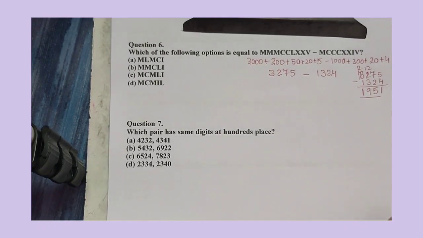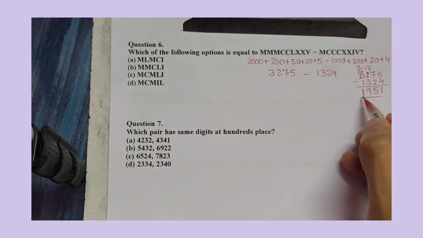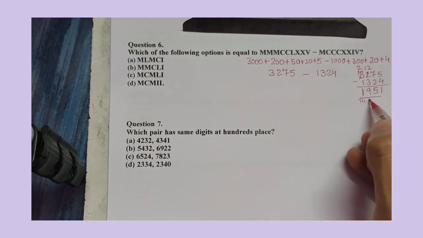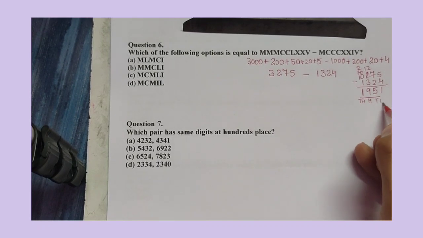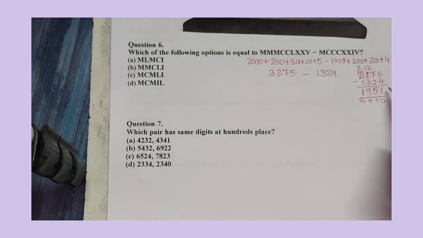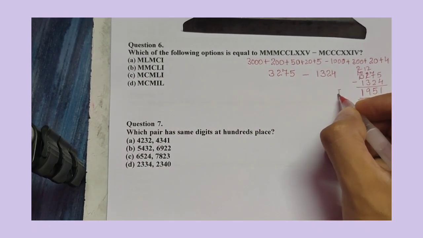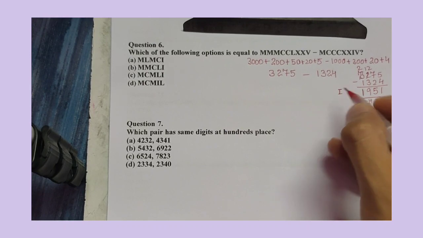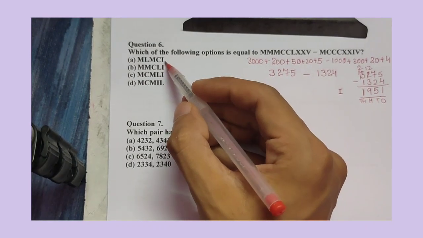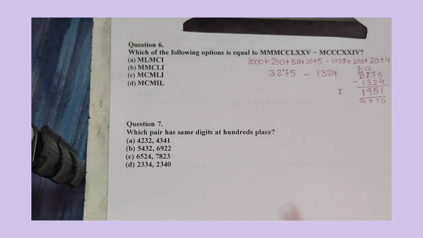But how to write this one? Now we know that for the thousands, this is at the thousands place, this is at the hundreds place, this is tens and this is ones. Okay. For 1, we represent I. So at the end I should be there for the 1. But if we go through the options, in the 3rd option I is also there.